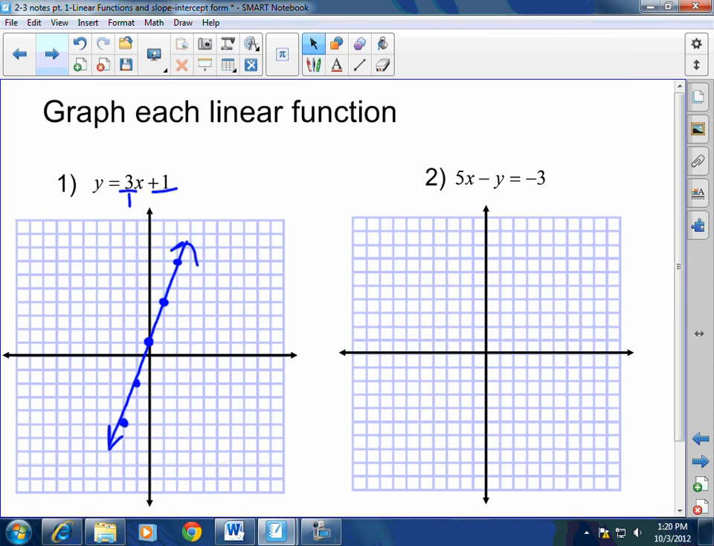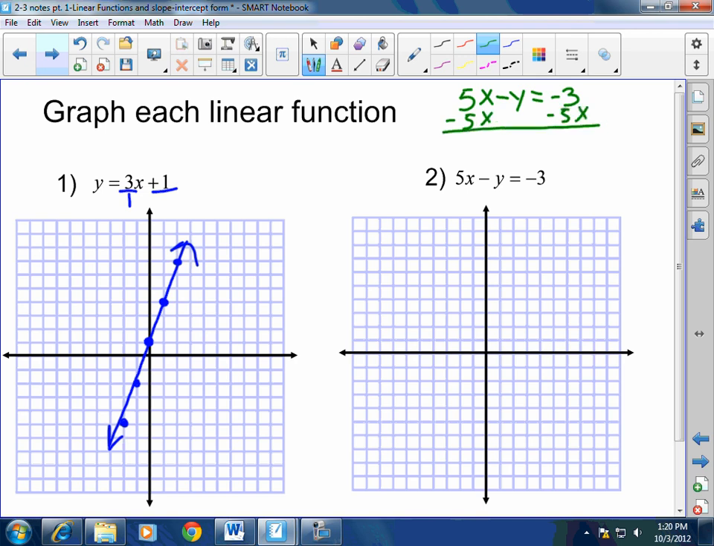Next, I got 5x minus y equals negative 3. Is that already in the y equals format? So I'm going to subtract 5x. Remember how I told you guys you will be solving for variables later on? We were solving literal equations. This is why we learned that skill. I got negative y equals negative 5x minus 3. Divide by negative 1, gentlemen, and y equals 5x plus 3.